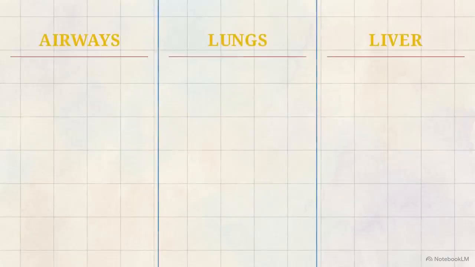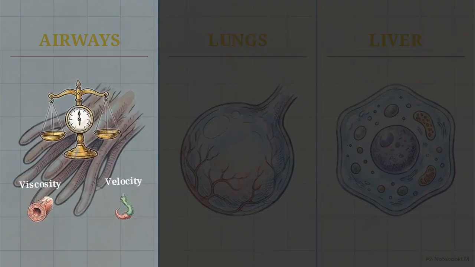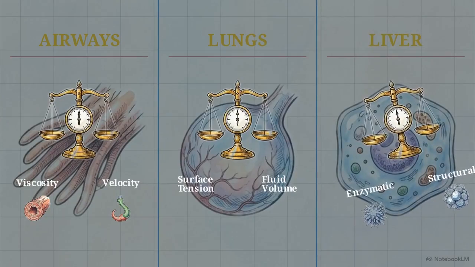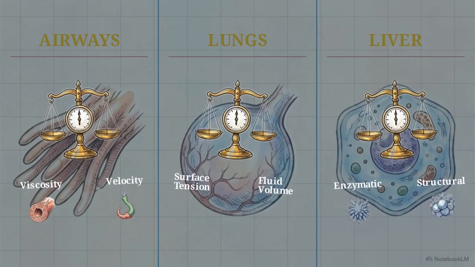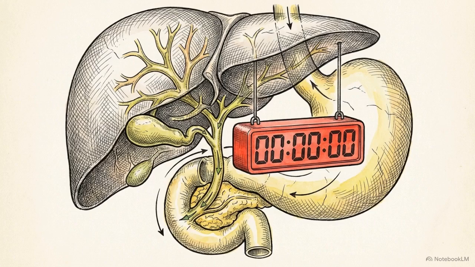We have examined 3 tipping points: fluid viscosity versus ciliary velocity in the airways, alveolar surface tension versus fluid volume in the lungs, and enzymatic deconjugation versus structural fibro-obliteration in the liver. Miscalculating the underlying physics dictates the timeline of patient survival. Direct hyperbilirubinemia is a ticking clock. It mandates an immediate HIDA scan or intraoperative cholangiogram to evaluate for biliary atresia.